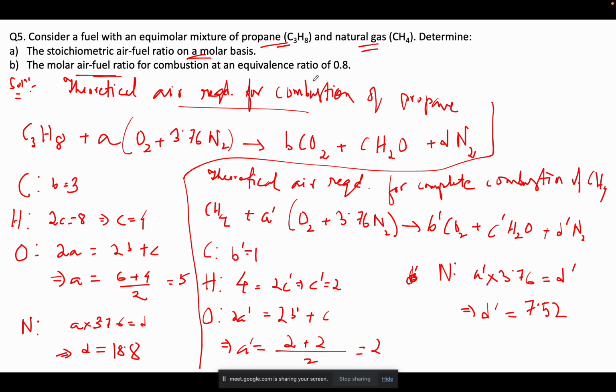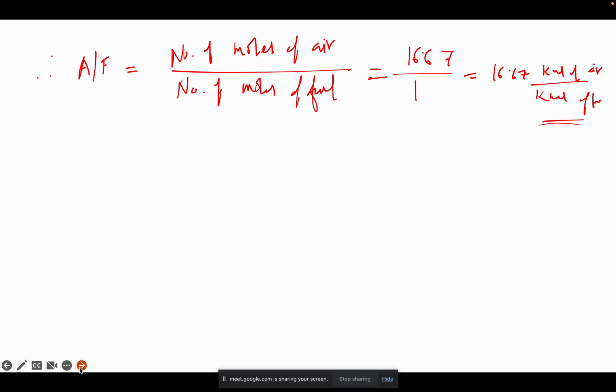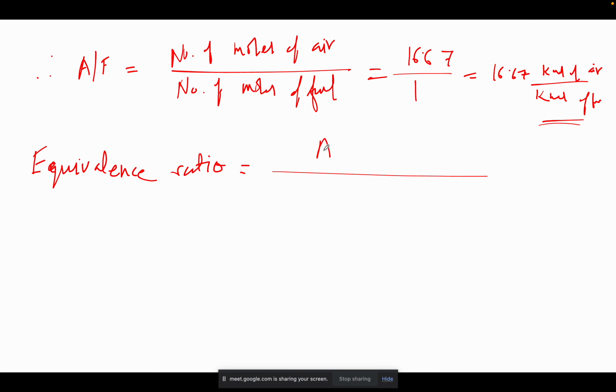Now the next part is telling us to find the molar air fuel ratio for combustion at an equivalence ratio of 0.8. For that you have to know what the equivalence ratio is. The equivalence ratio is the ratio of the stoichiometric air fuel ratio divided by the actual air fuel ratio.